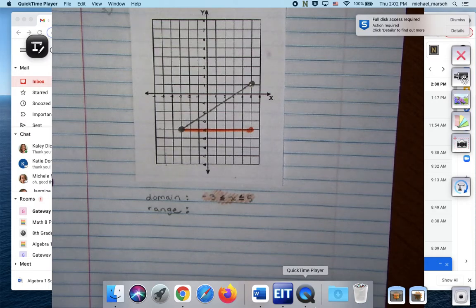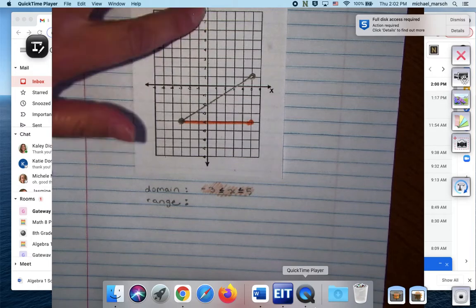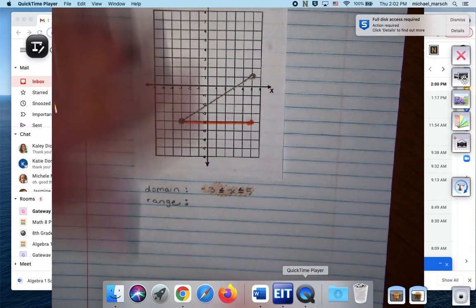Okay, so then my range. Do you have a question? For the graph, will there ever be an open circle? There could be. In which case, what would your value be? Just no line under it. Correct, less than.